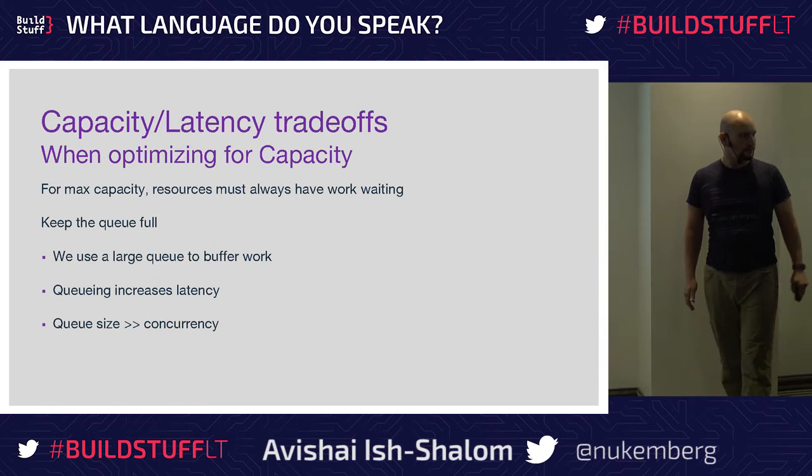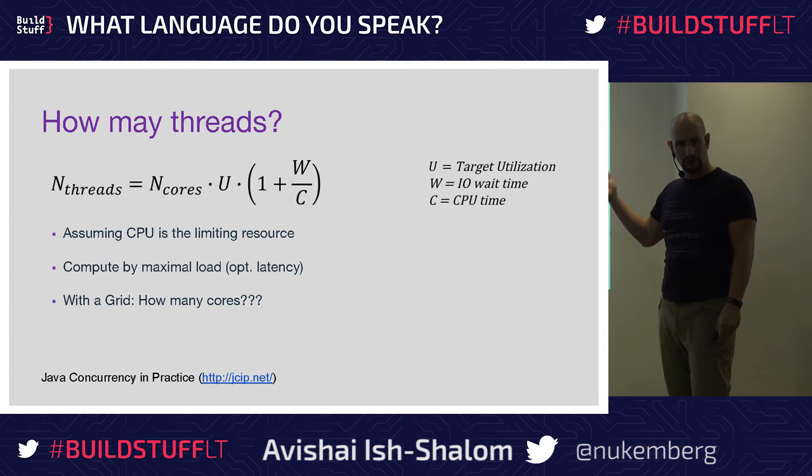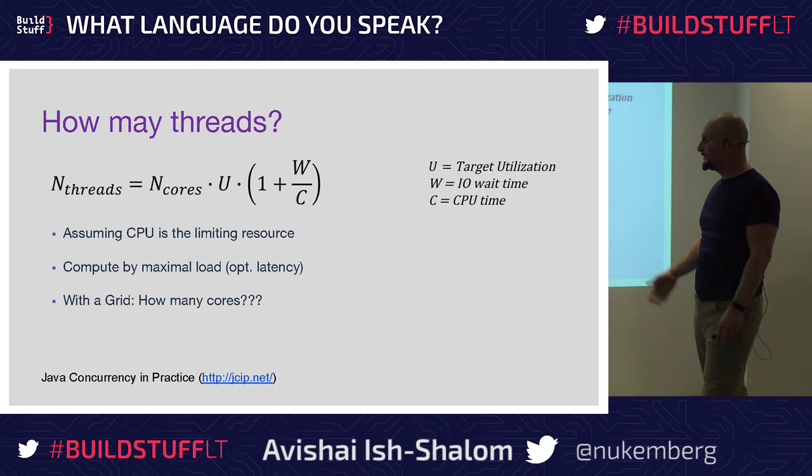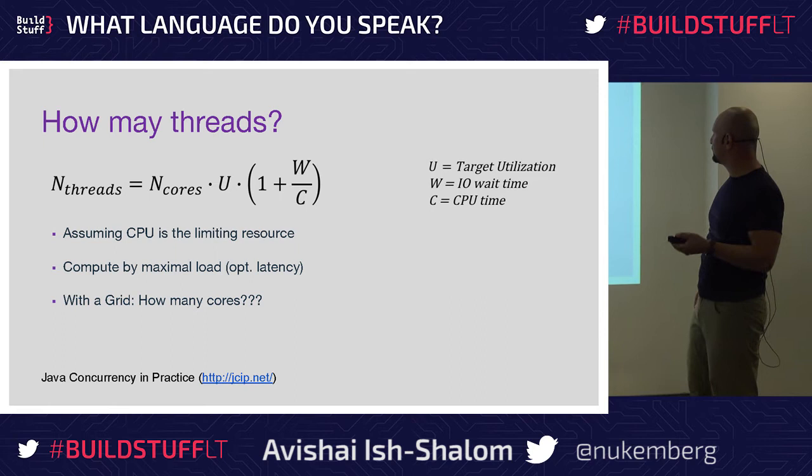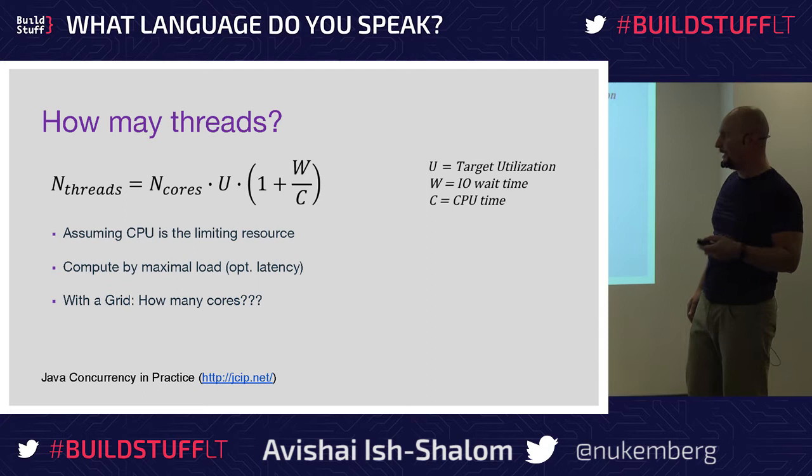So how many threads should we use? There is a way to compute this. This is from Java Concurrency in Practice. It's basically a universal formula. But it does make an assumption that the limiting resource is the CPU, which is not always the case. You can pretty much understand the formula. It's not very complicated. It relies on the ratio between the wait time and the CPU time.